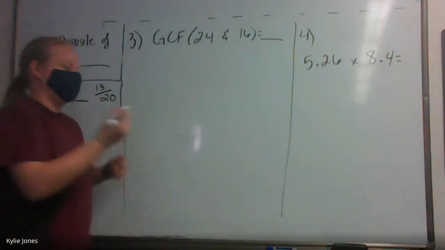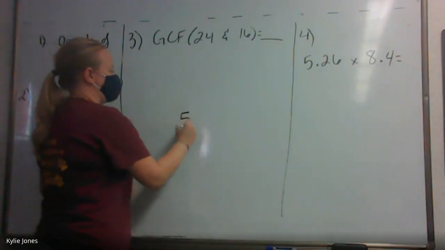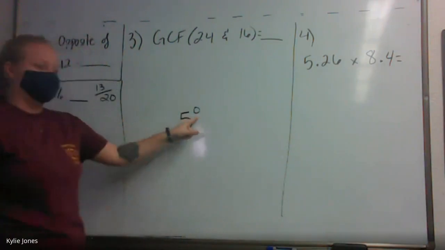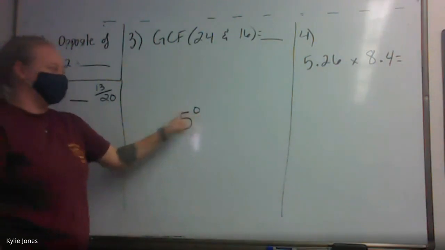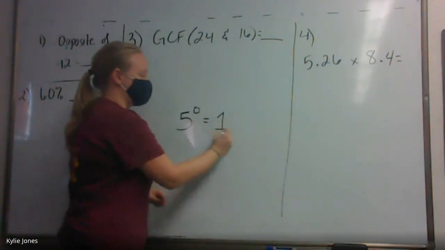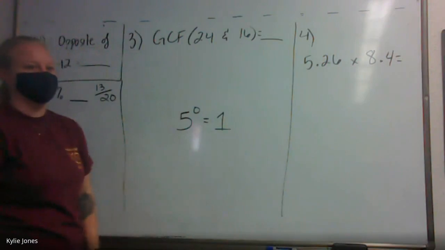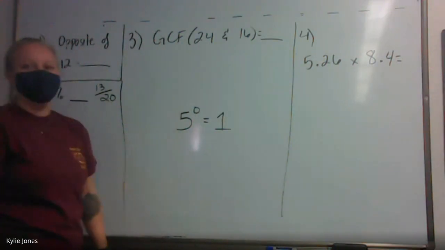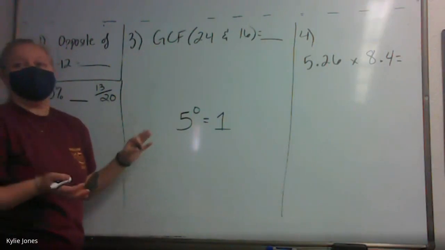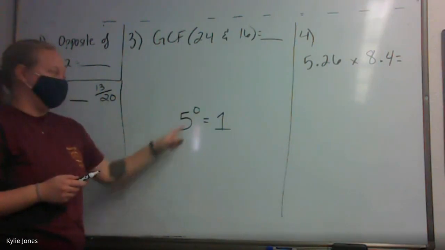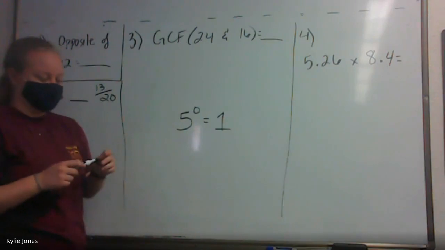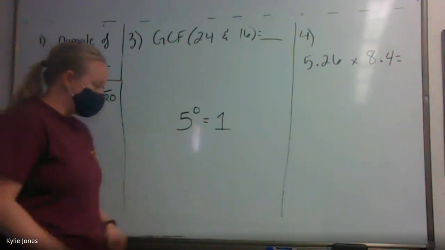So when you take a number, let's say we take the number 5, and we raise it to the exponent of 0, anytime you raise a number to the exponent of 0, it's always 1, no matter what. It's not 0, it's just 1. No, that's 5 to the second power.